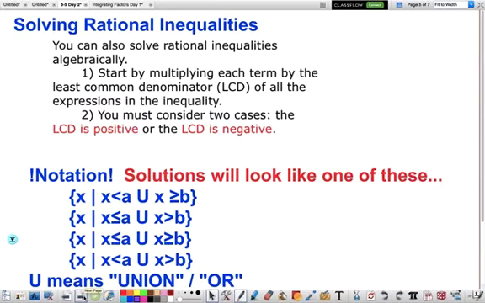We have to do one more thing today, and this is the hardest part of 8.5, so you need to get good notes on this, because this is something we haven't done before. It's called solving rational inequalities.